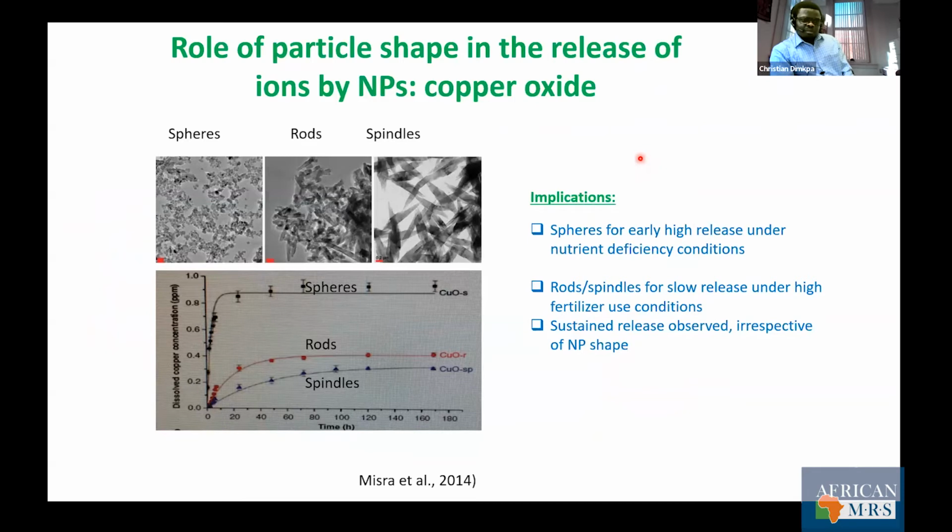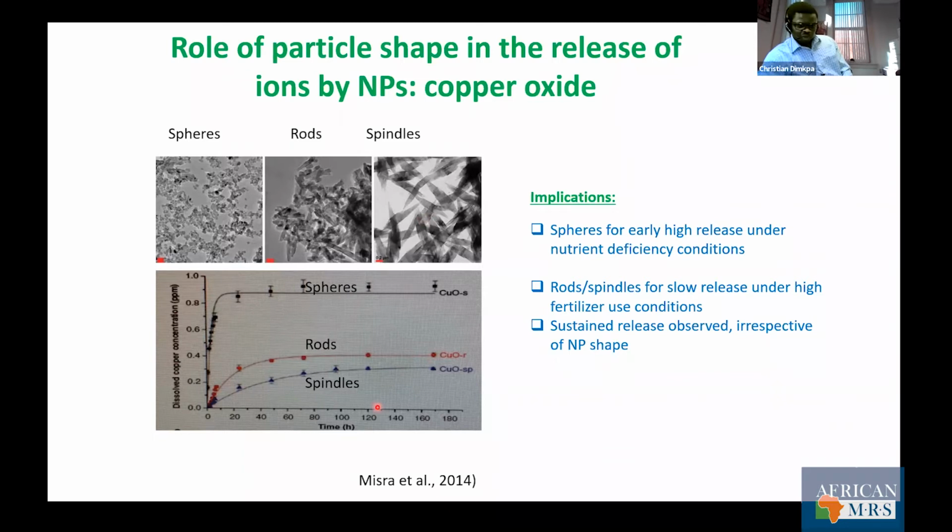So we have seen that particle shape has a role to play in how they dissolve. For example, here there are three types of copper oxide particles: the spherical ones, the rods, and the spindles. These fellows did some dissolution studies and found that the spheres, the round ones, dissolve almost immediately and then plateau out, and the rods dissolve less rapidly compared to the spindles.